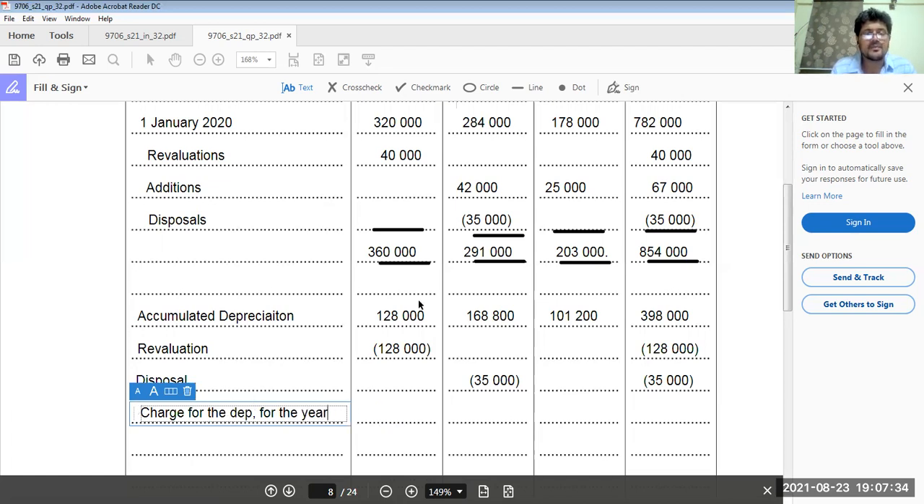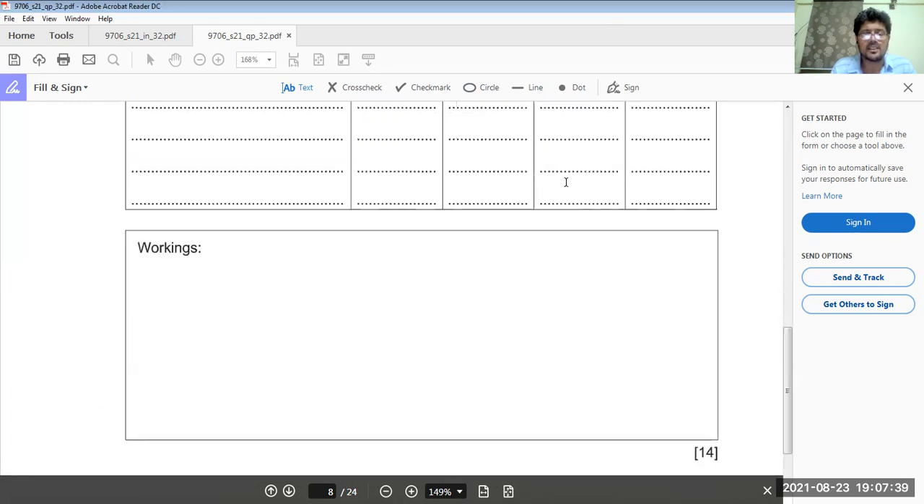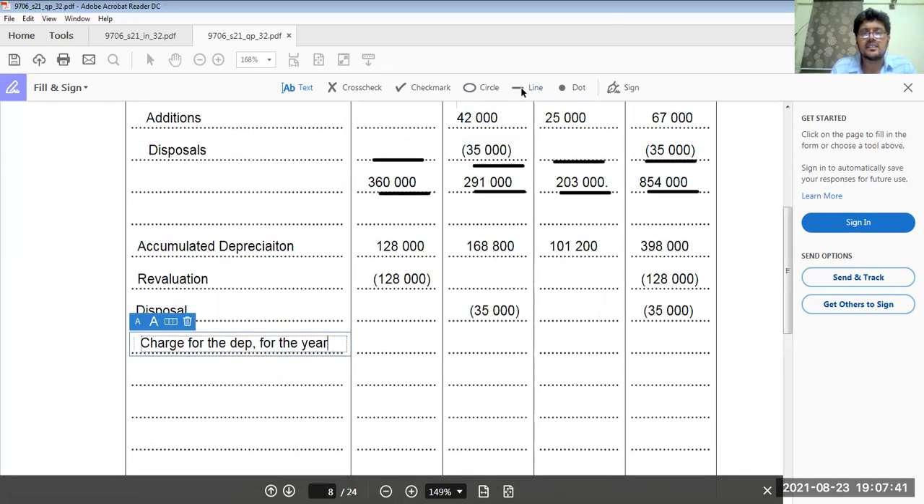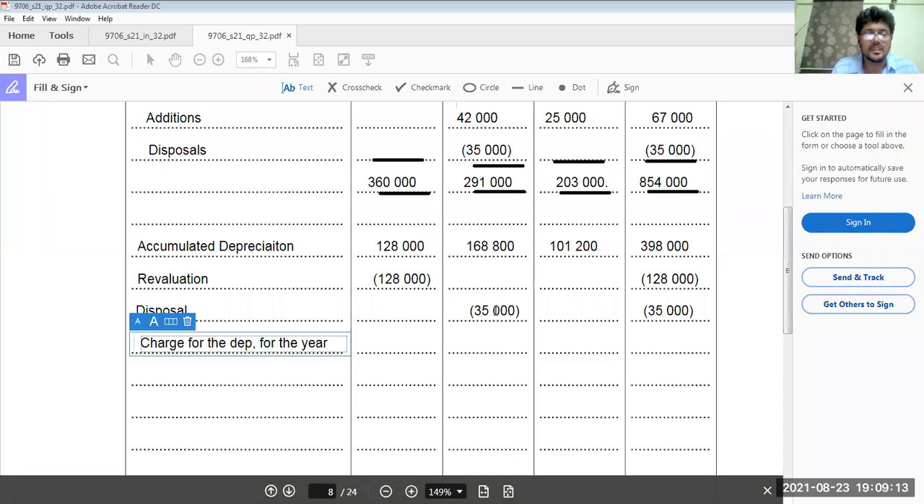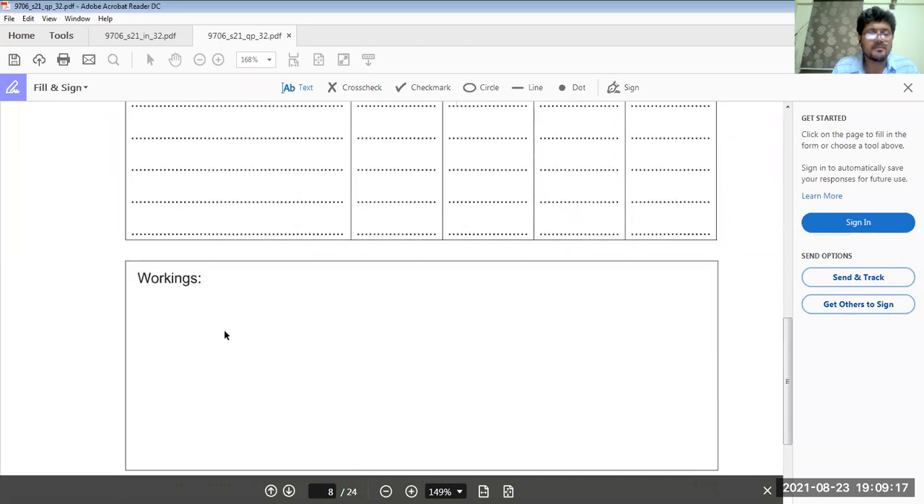Now we have to charge and show the workings over here. Okay. See, now what about property? Now property is revalued, but how many years have gone? What do we have to calculate for property?